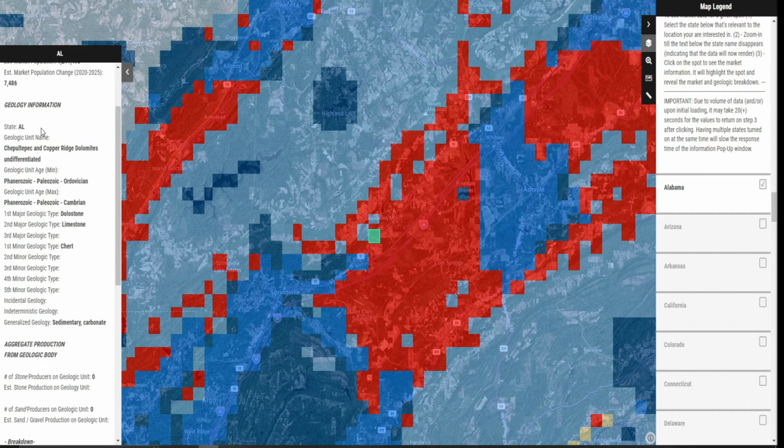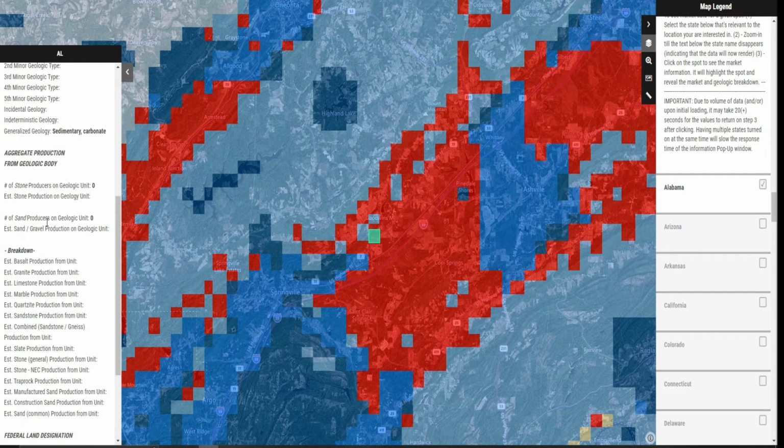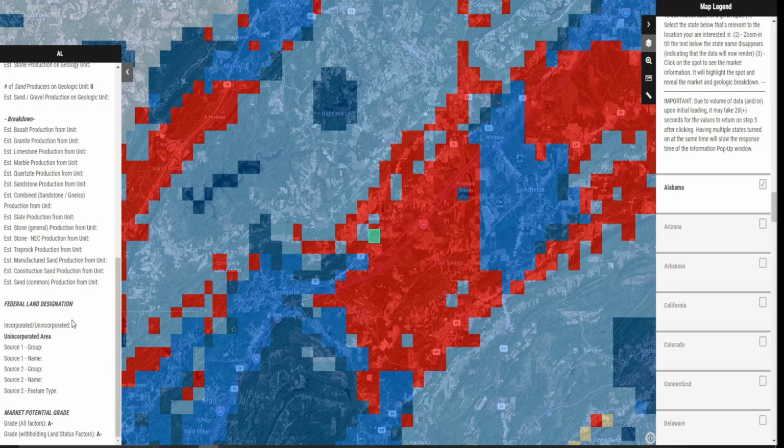You also get the geologic information tied to it as well as the aggregate production from the producers that share that same geologic body, and all known federal land designated areas as well as state, forest, and regional boundaries that do pertain to that spot. You can also see the market potential grade when we account for all factors, and then also a grade based on the factors minus the federal land and state land and interference zones with their designations.